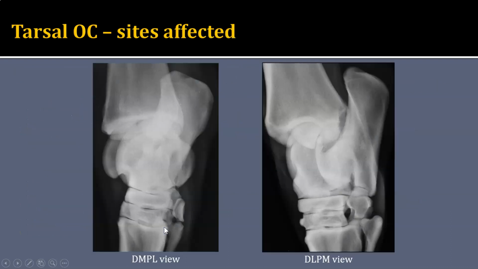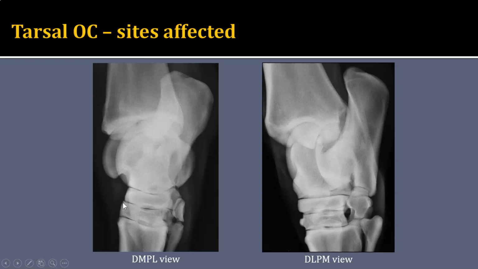Let's just look at this normal patient and identify where the lesions may be located. Notice that I've only included the two off-angle views, the DMPL and the DLPM, as these views can be the most beneficial when identifying these lesions.